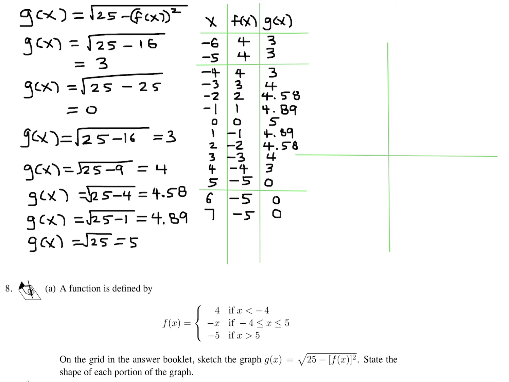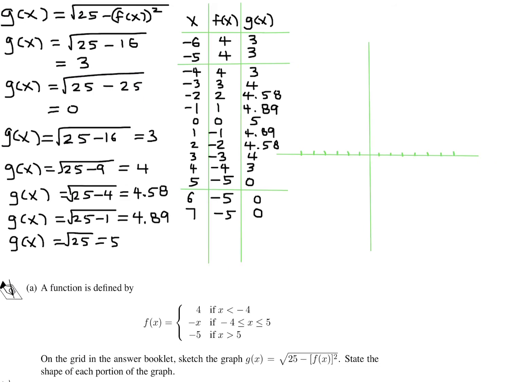Okay? So there you go. We've got all our points. Now let's graph this. So first let's put in our values. We got a range from about -6 to 7. So let's plot those in.